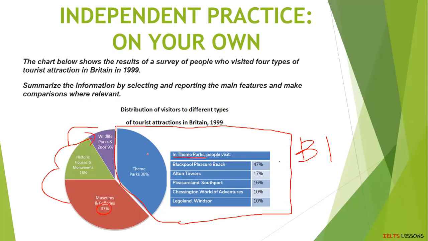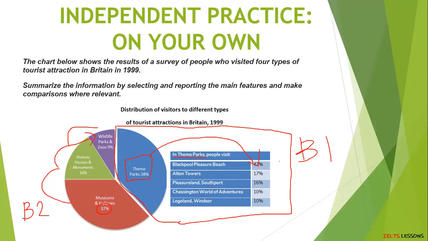This can be your body paragraph 1, and museums and art galleries, historic houses and monuments and wildlife can be your body paragraph 2. You can divide the top, because theme park has the highest number of visitors, and most of them go to Blackpool Pleasure Beach. Do some description and comparison in your first body paragraph, and the rest of the pie chart should be your body paragraph 2.